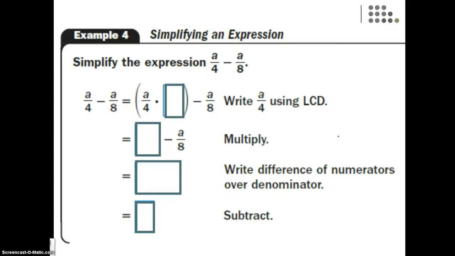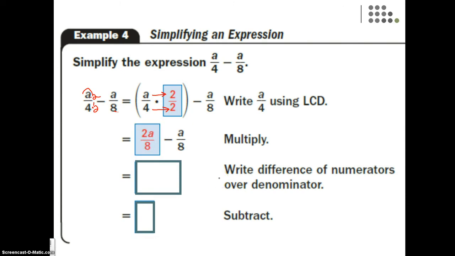For example 4, this time we're simplifying an expression with variables. Now, you still need to find the common denominator because 4 and 8 need to be the same denominator. So the common denominator is 8. So I'm going to multiply this first fraction by 2 to get my new fraction. 4 times 2 is 8, but 2 times a is just 2a.